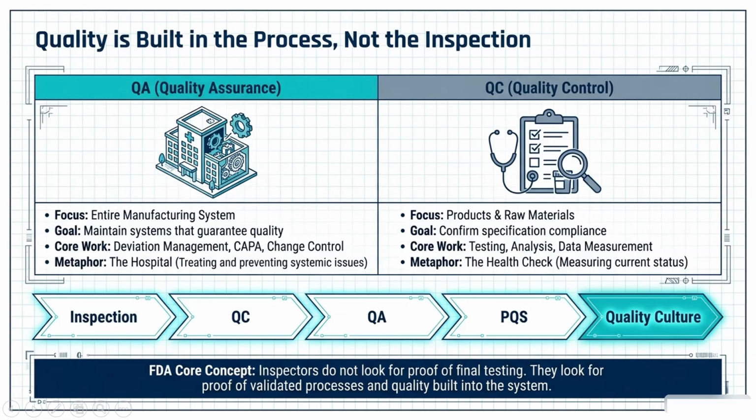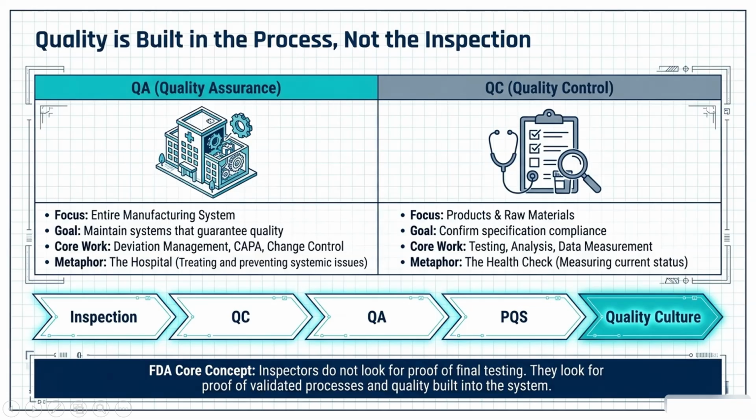Slide 2. Quality is built in the process, not the inspection. Let's start with a foundational concept. Quality must be built into the manufacturing process itself. It can't be achieved just by inspecting the final product. To understand this, let's look at the difference between quality control, QC, and quality assurance, QA.